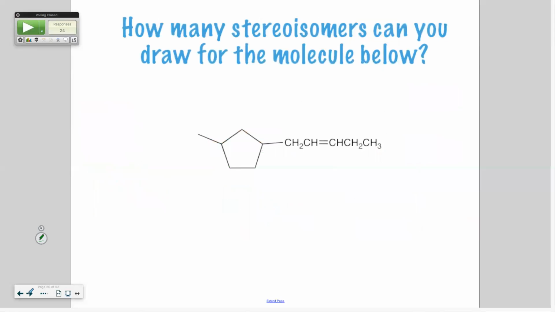That is the end of the chapter. We will start chapter 6 on Friday. It says, how many stereoisomers can you draw for the molecule below? So I want you to see if you can come up with how many, and I'll talk about that at the very beginning.